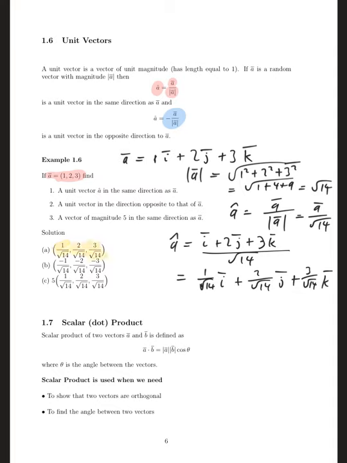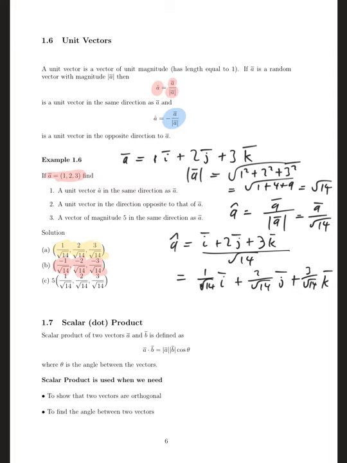What about a unit vector in the direction opposite to A? Well, we already have the one in the direction of A. So the one opposite to that, we'll just change the sign of everything. So it's minus 1 over root 14, minus 2 over root 14, and minus 3 over root 14.